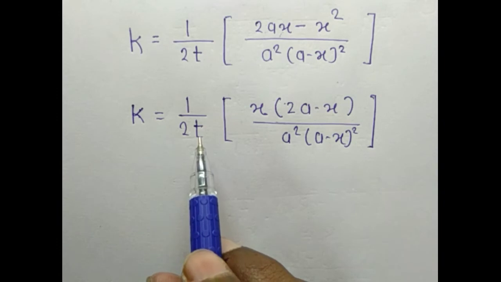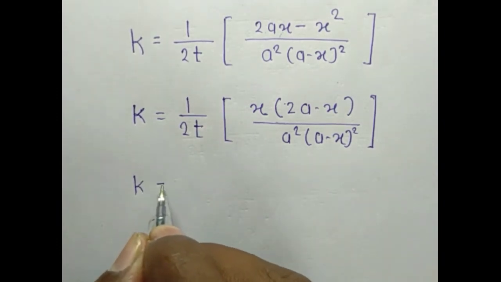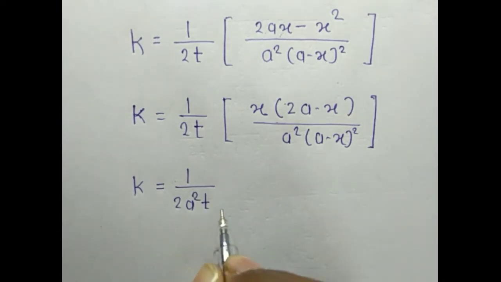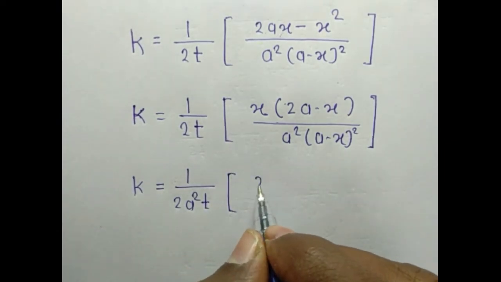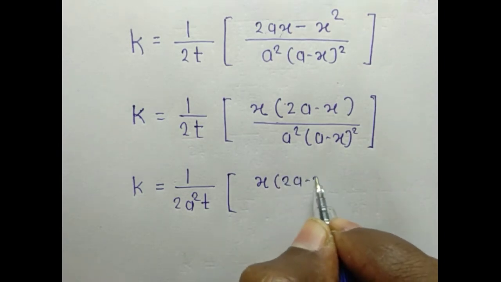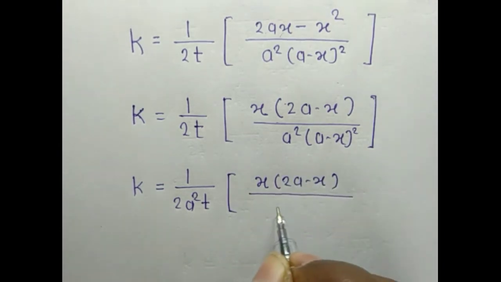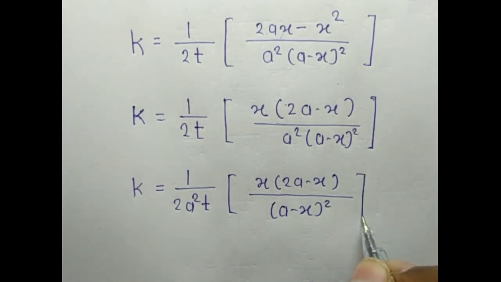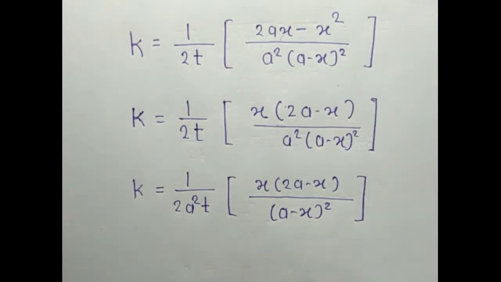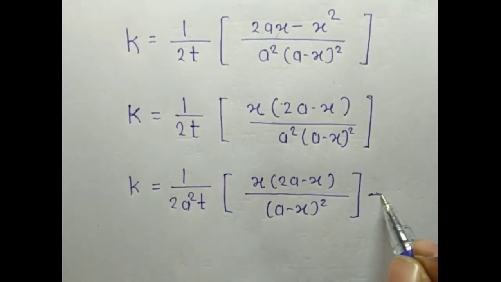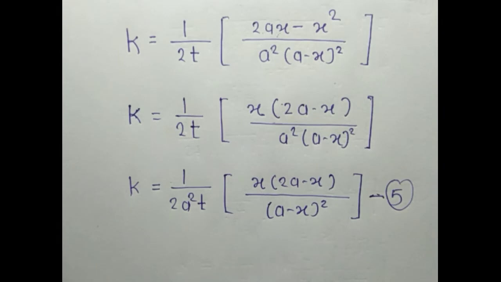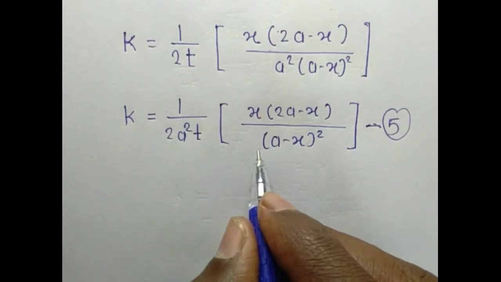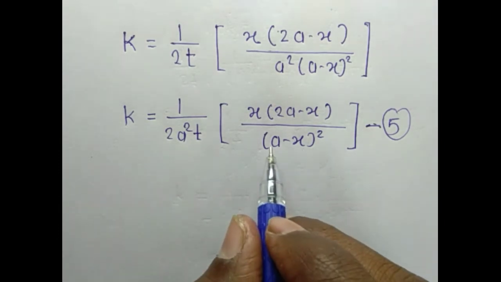This a square gets here, which means the equation for rate constant of third order reaction is K equal to 1 upon 2a square t into bracket x into 2a minus x upon a minus x bracket square. This is our equation number 5. The given equation is the equation for rate constant for third order reaction.